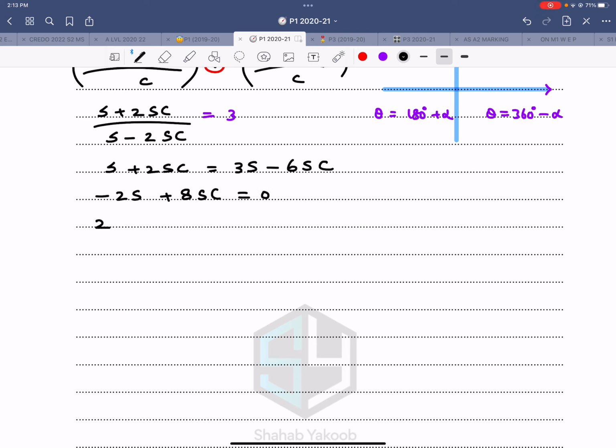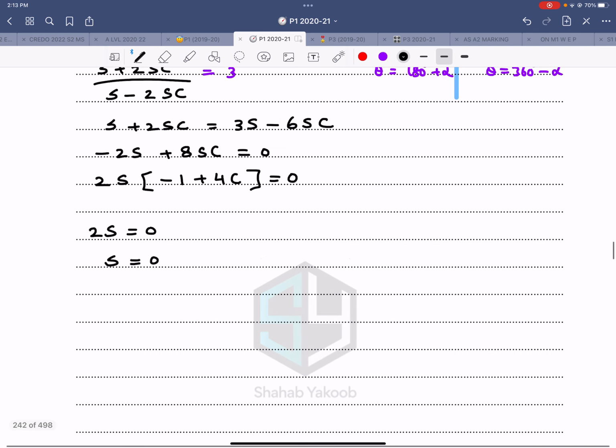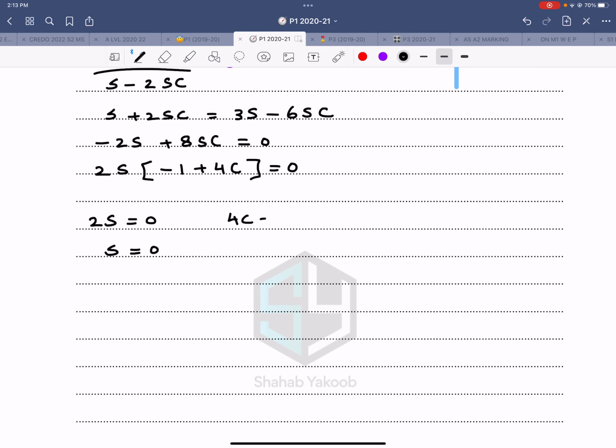Take 2 common out. Take sine common out. You are left with minus 1 plus 4 cosine equals to 0. 2 sine equals to 0. In other words, sine equals to 0. 4 cosine minus 1 equals to 0. Therefore, cosine comes out to be 1/4.